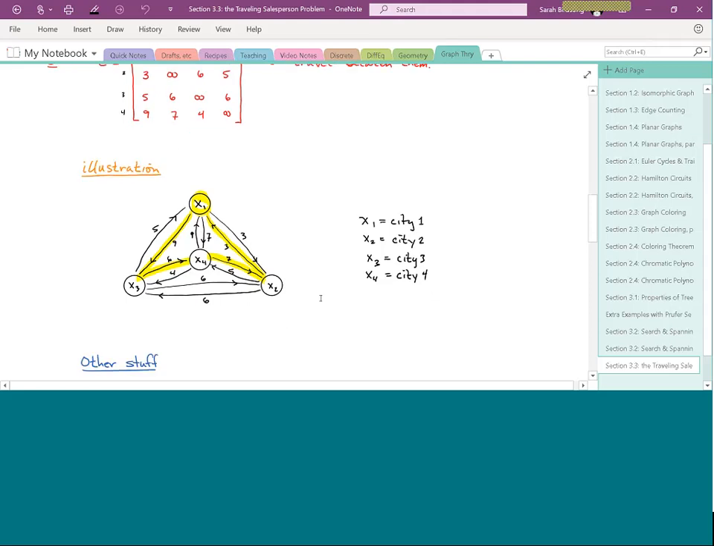The highlighted bit here was just an arbitrary Hamilton circuit, which we all agreed was a really terrible Hamilton circuit in terms of cost, because we could easily spot that there's probably another one that was cheaper to travel along. Okay.